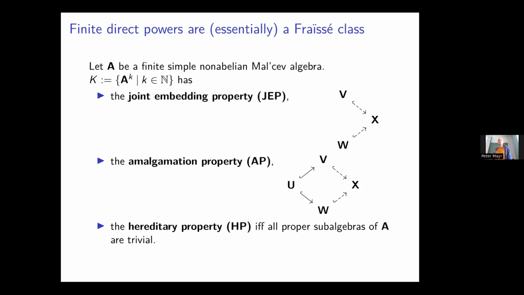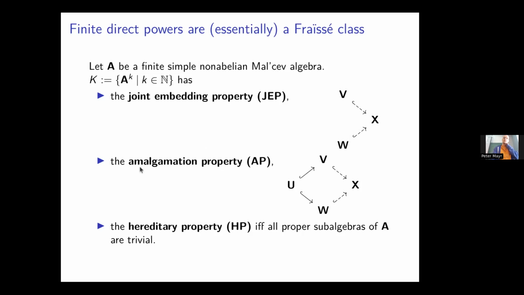So A is going to be a finite simple non-abelian Maltsev algebra. Let's look at K, the class of all finite direct powers of A. It's easy to see that this class has the joint embedding property. So take two direct powers V and W of A, you can embed them into a third direct power of A. Actually, you don't need any assumptions on A for that. It's always going to work.